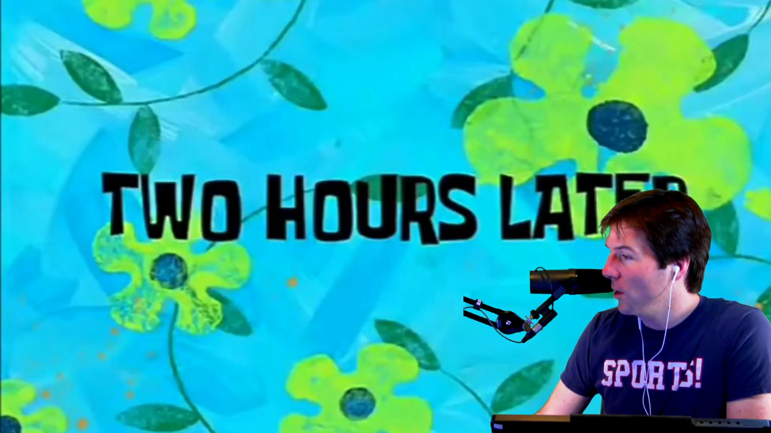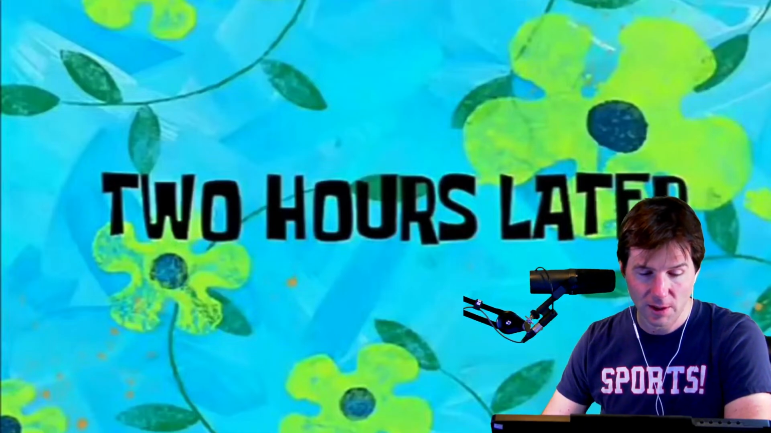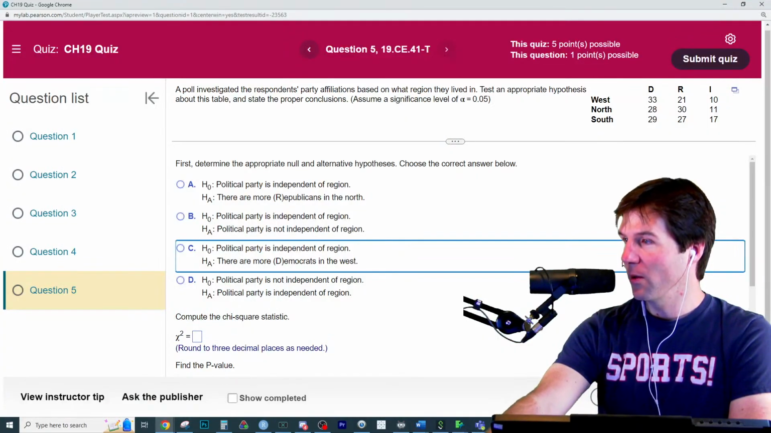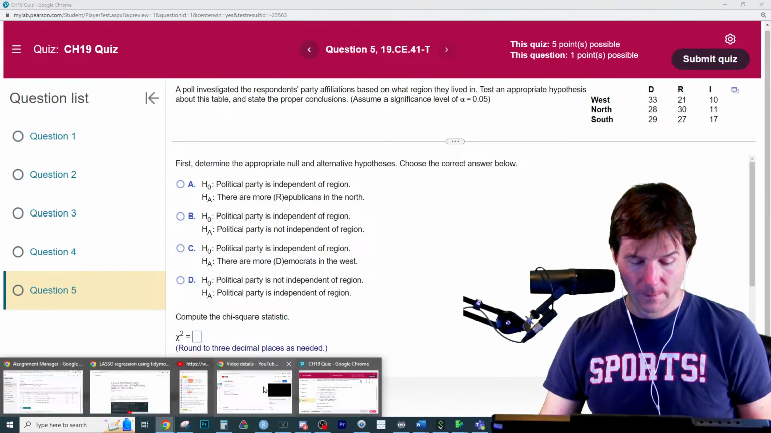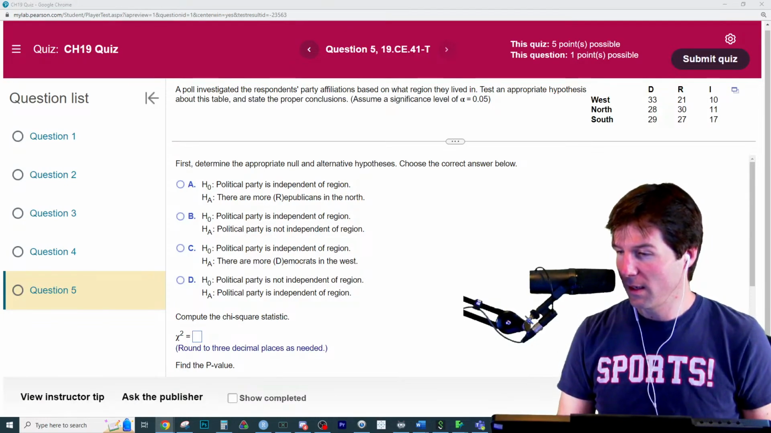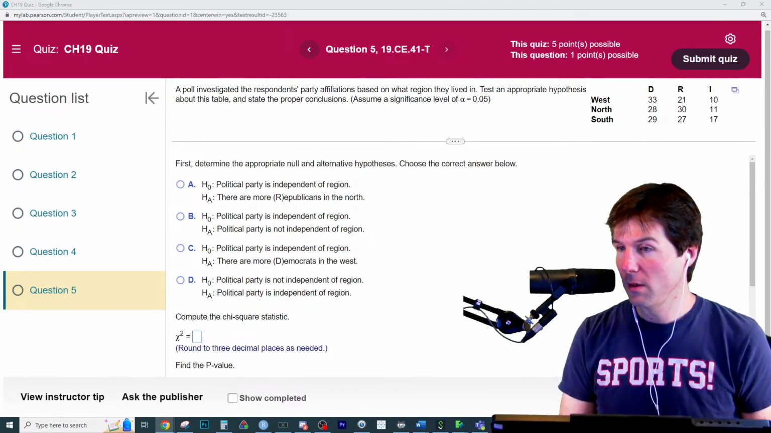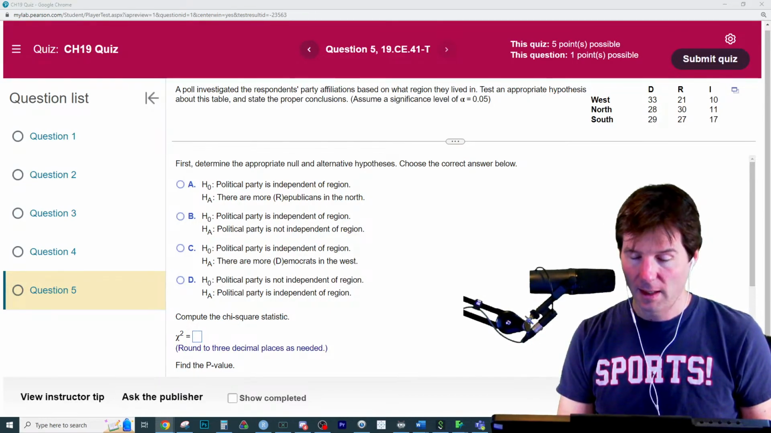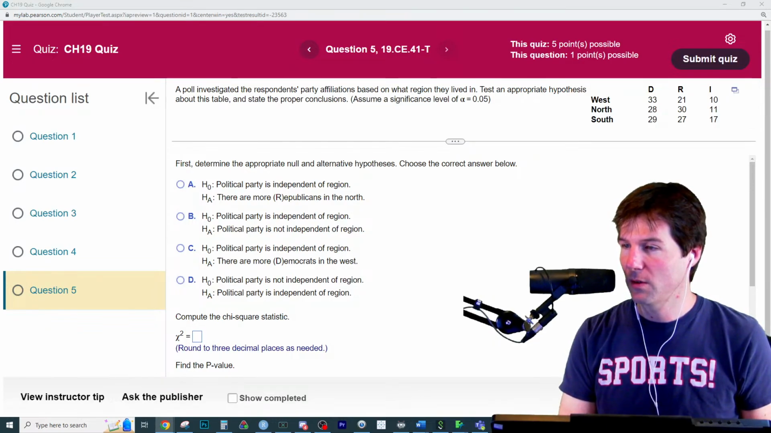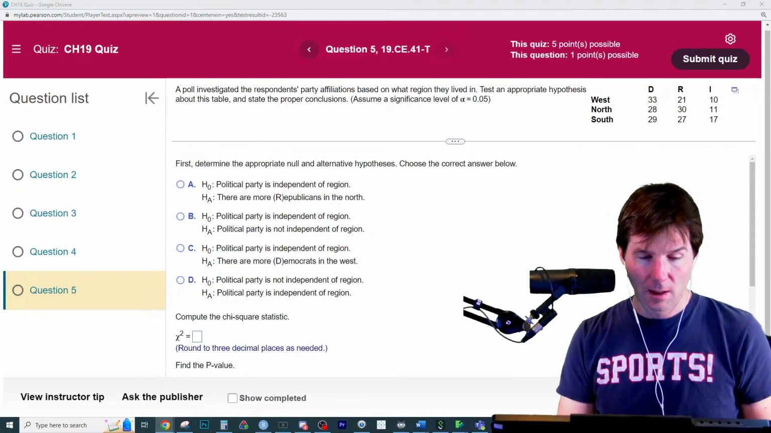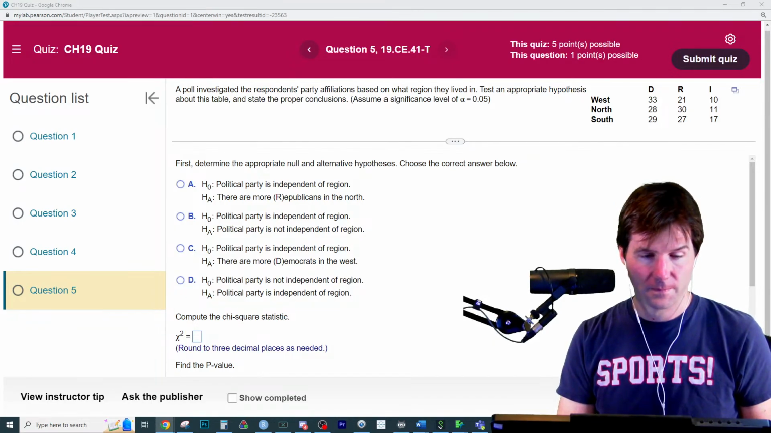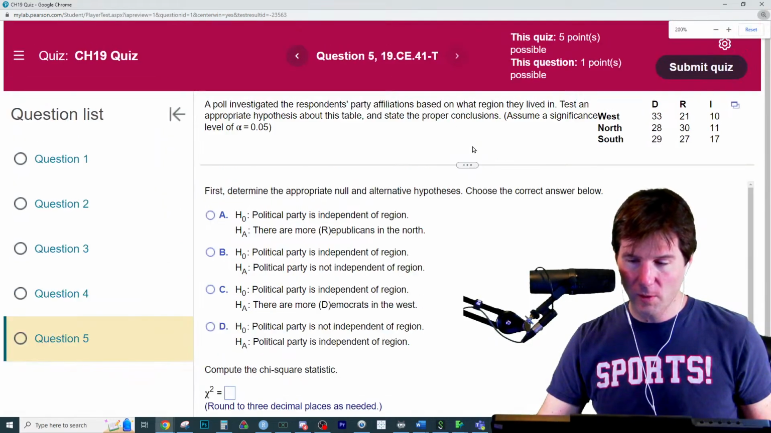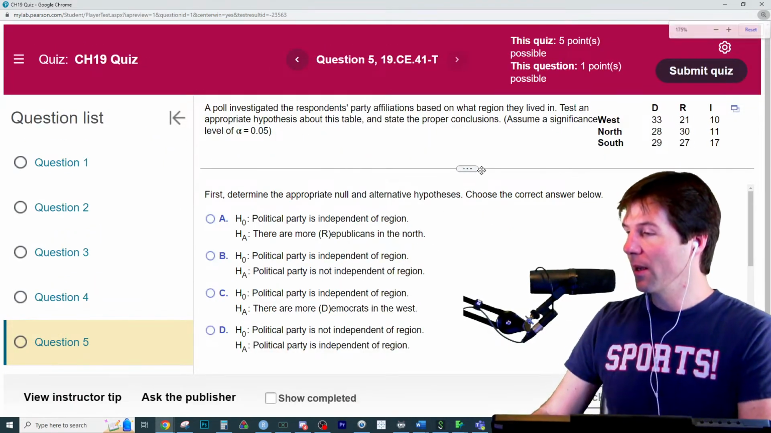The question was, a poll investigates respondents' political affiliation. Here we go. Let's put it in the notes. A poll, Stat 201, and chapter 19 quiz. I don't remember what chapter 18 is. Let's try to do that here next, because we only got one question on the roll to do today.